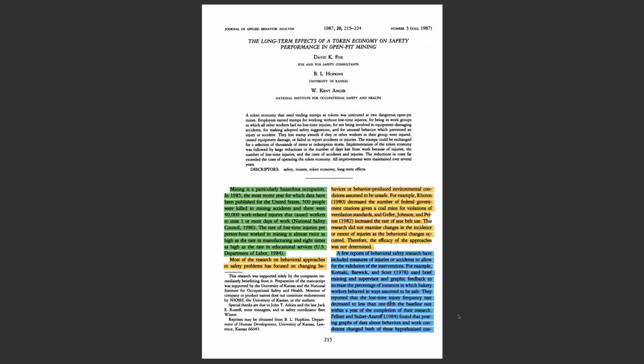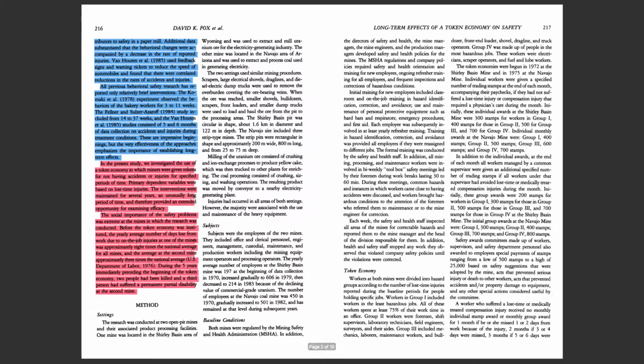So again, they talk about this other article where they found that graphical feedback contributed to safety in a paper mill. So that's what you could call public posting, potentially, if that's how they did it in that particular instance. And then they end on this Van Houten article, 1985, that used feedback signs and warning tickets to reduce the speed of automobiles, which was correlated with reductions in rates of accidents and injuries.